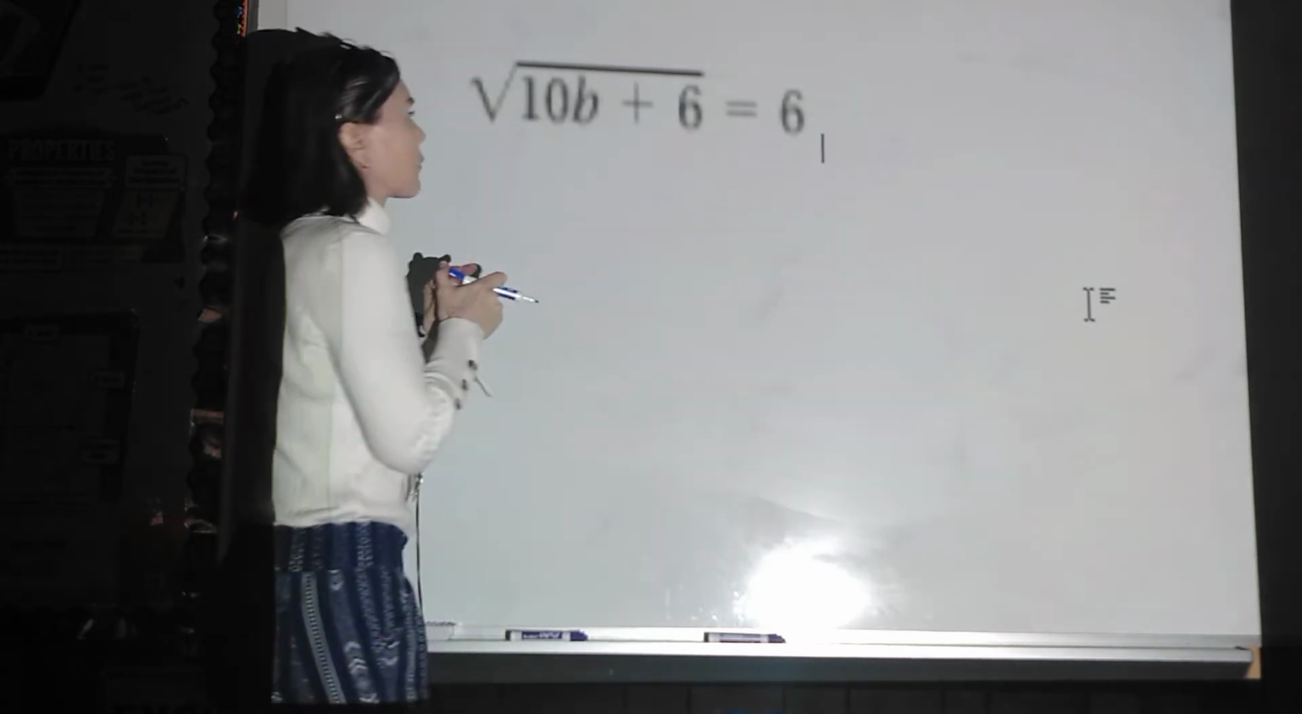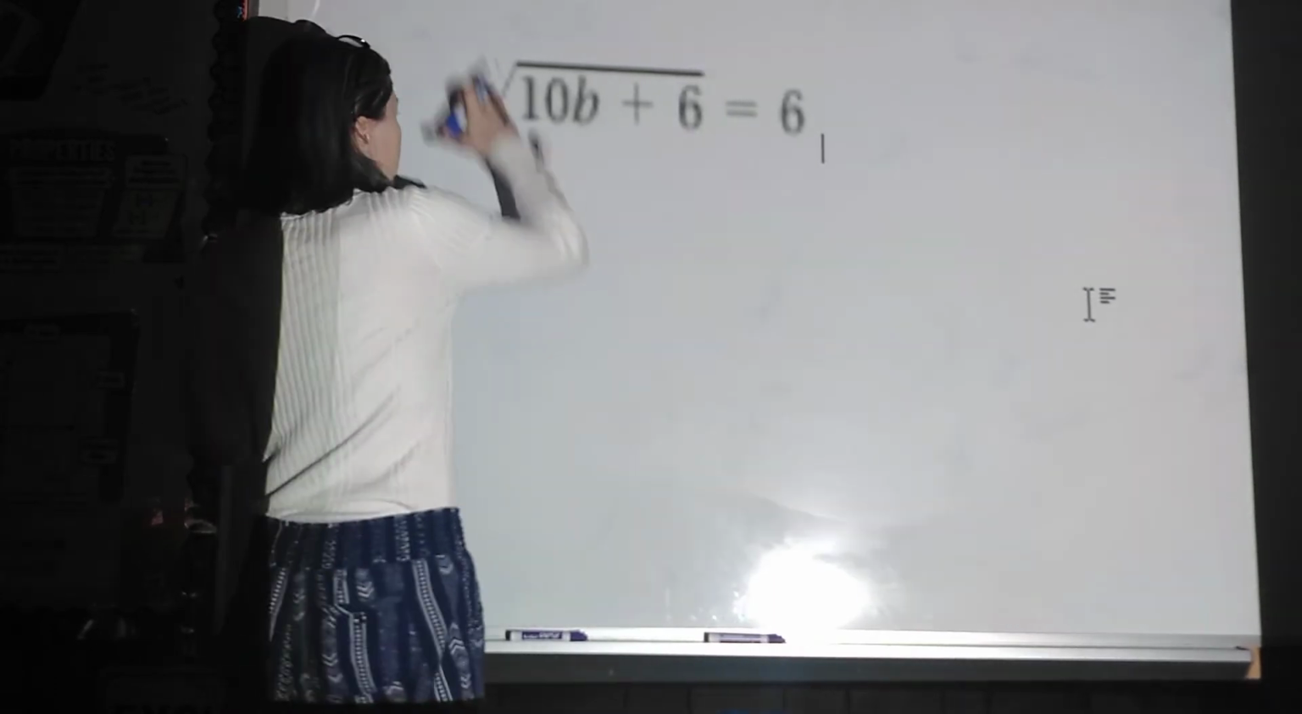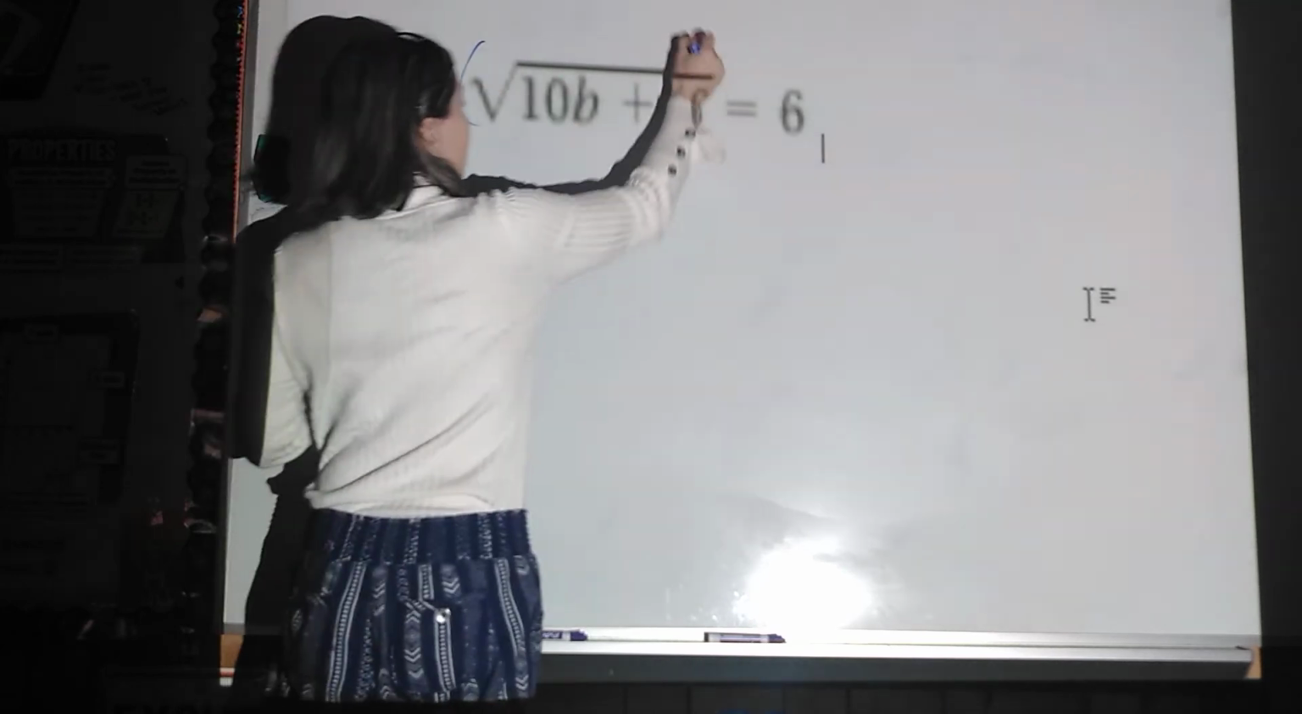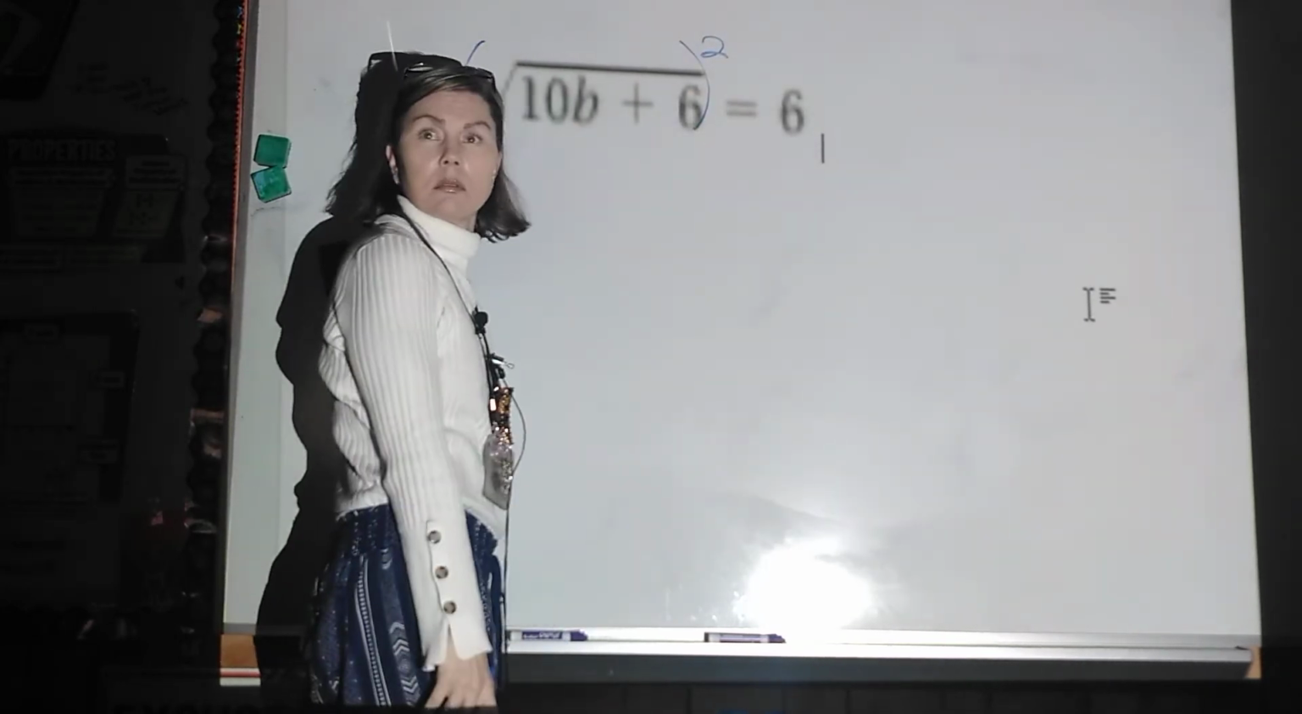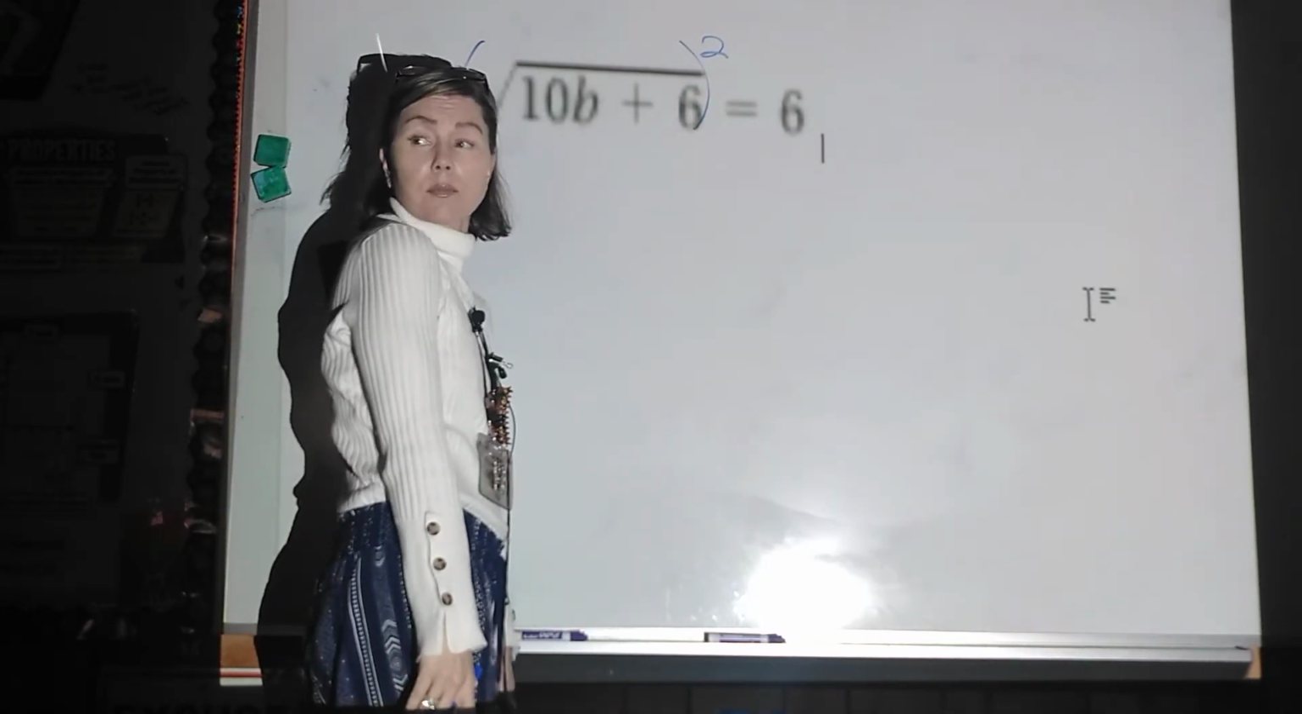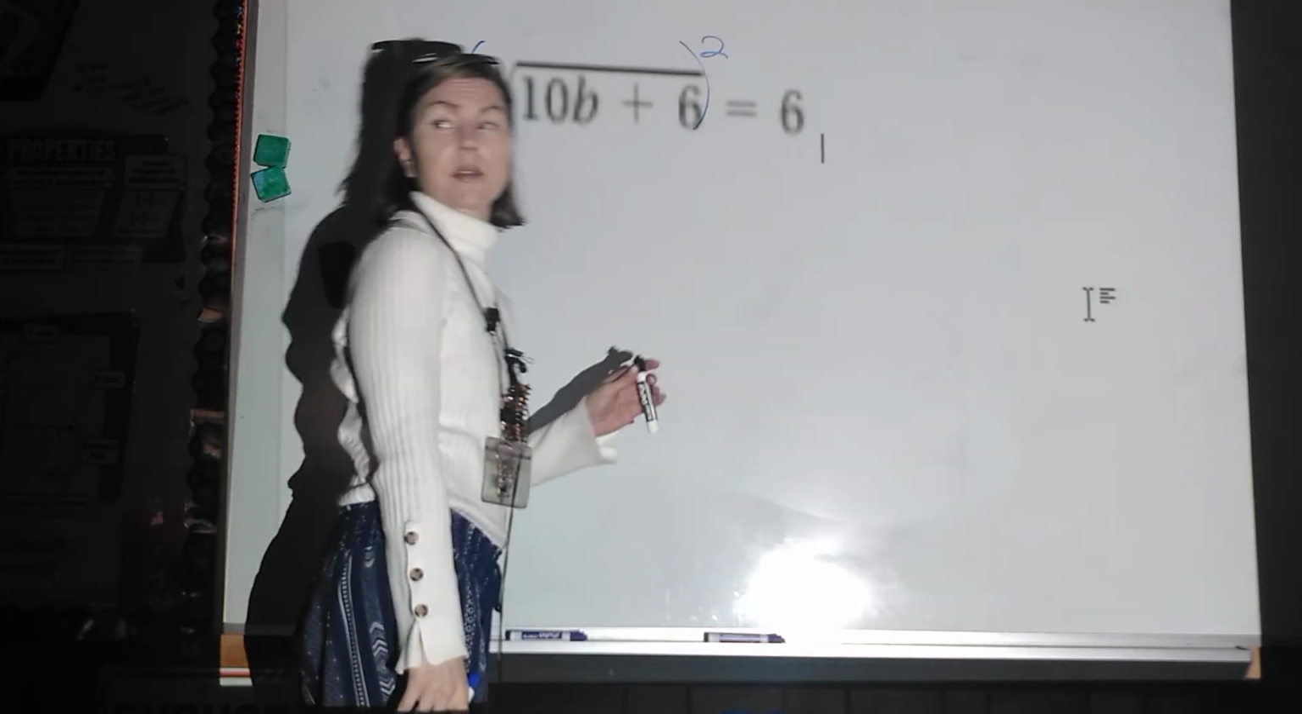So how do we do that? How do we get rid of the radical? What's the opposite of taking the square root of something? Squaring it. Yes? Please sit up, Mr. Chase.